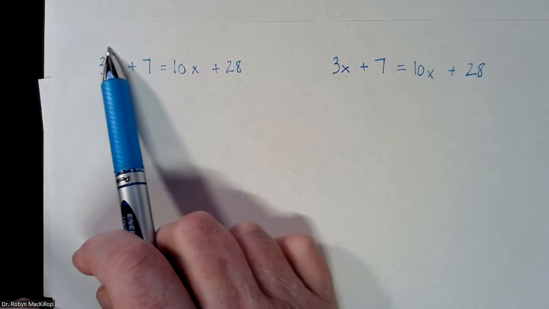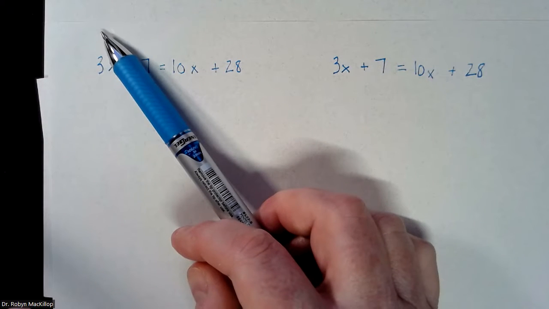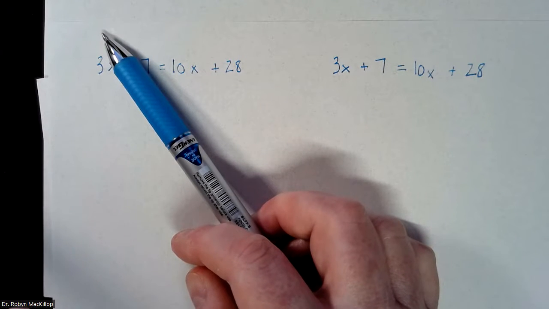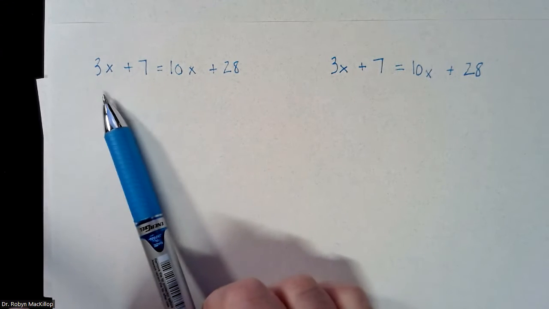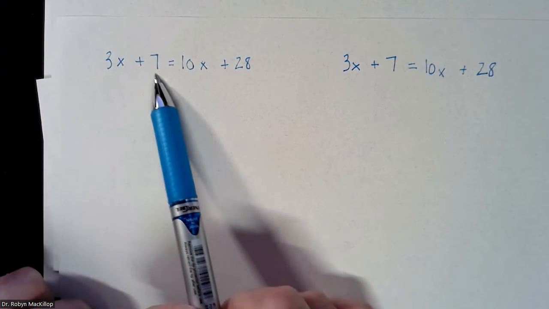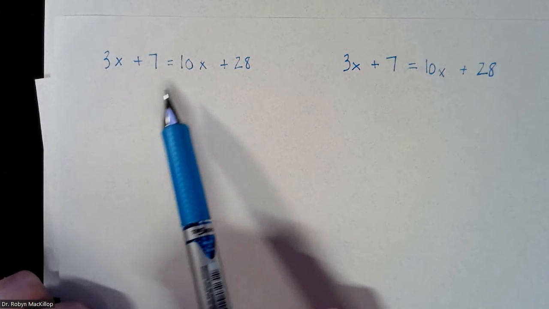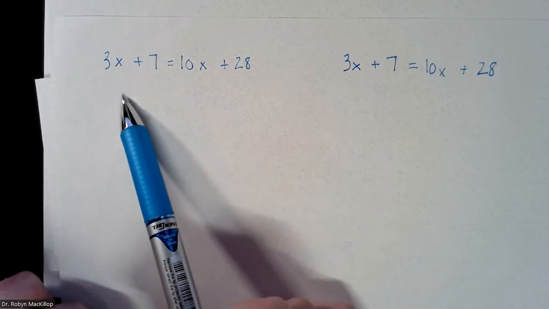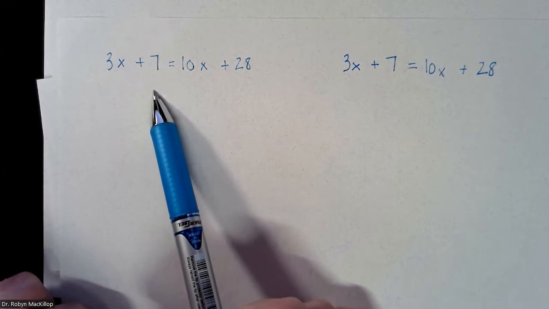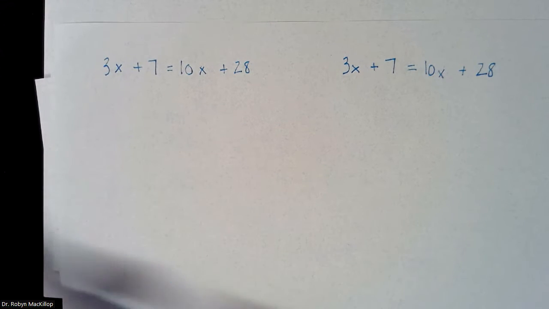Or, let's see if I can cover that up. 3 equals 10x plus 28. Now we've got 4 things to deal with. 2 are numbers. 2 are numbers with variables. We are still going for the same thing. We want one variable on one side of the equal sign and one number on the other.